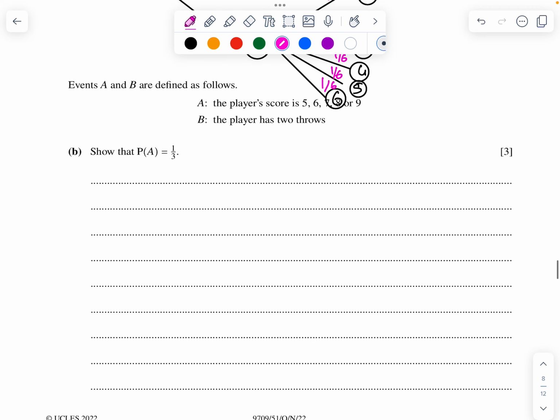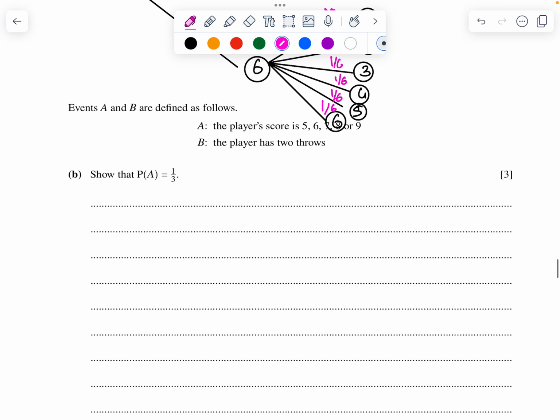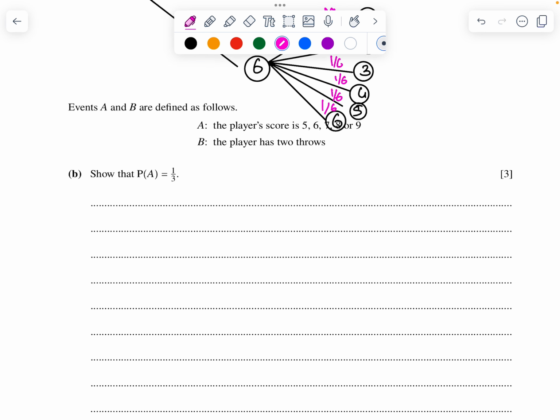Event A is that the player gets 5, 6, 7, 8, or 9. Event B is that the player has two throws. Show that the probability of A is 1 upon 3. So the player should be getting 5. How can he get 5? 1 plus 4, or directly 5.